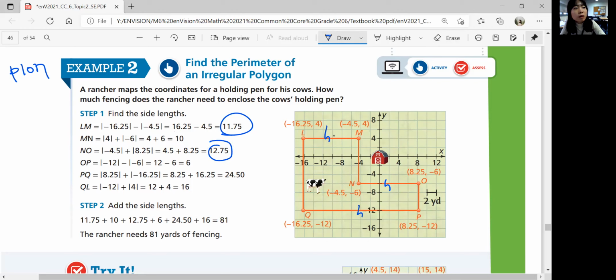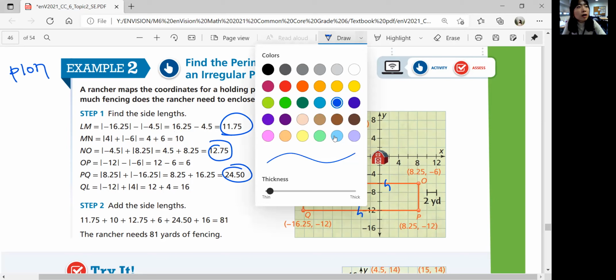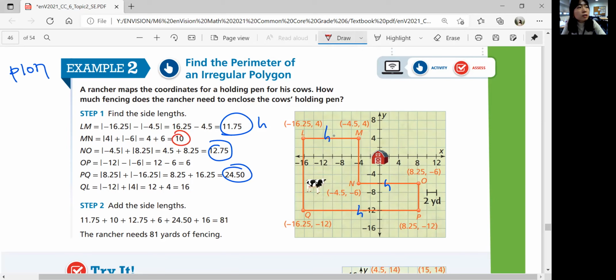Right, NO and QP or PQ. These are horizontal distances, and these are vertical distances. You can count the units, but you should also be able to use distance equations. If you add all of them, you should get 81 yards of fencing.